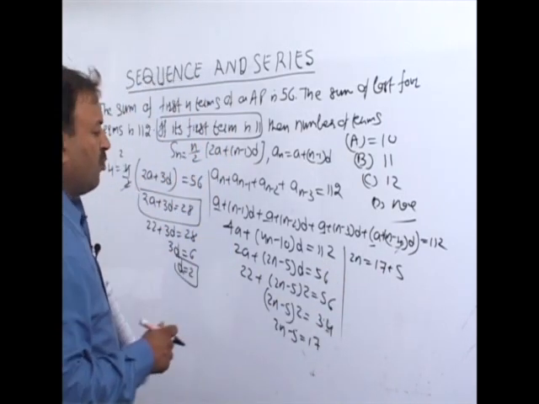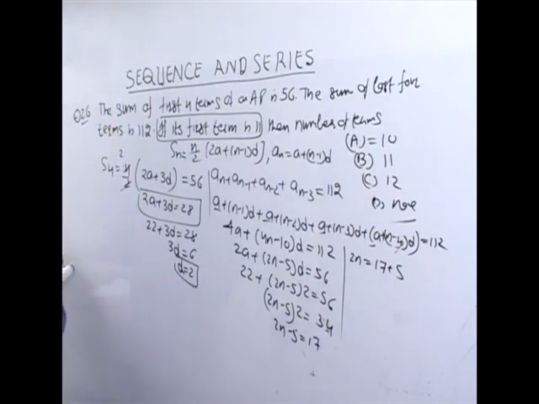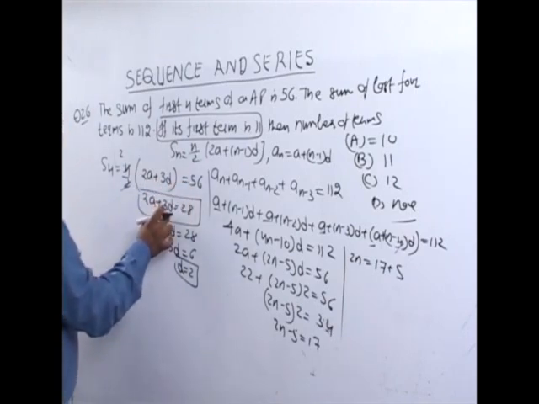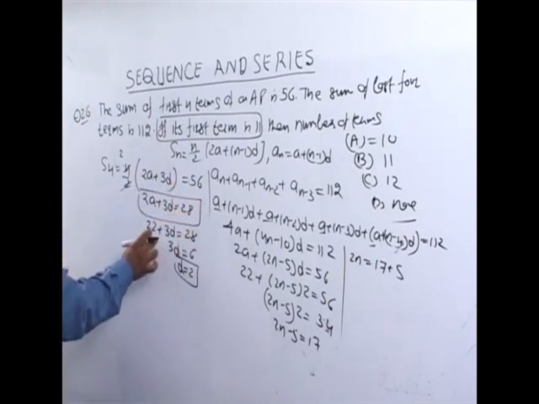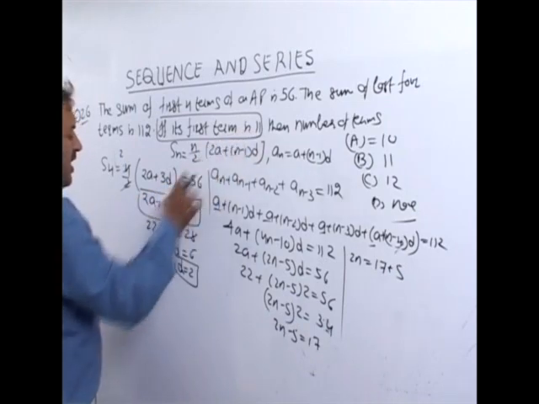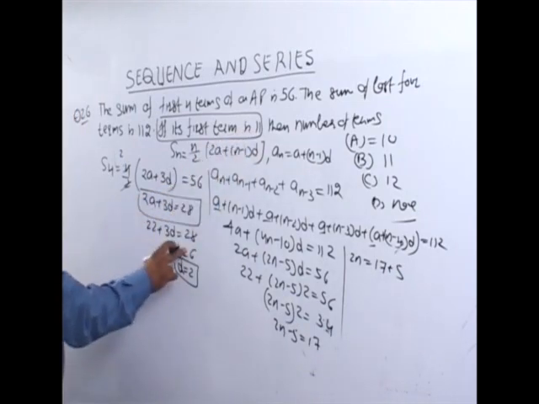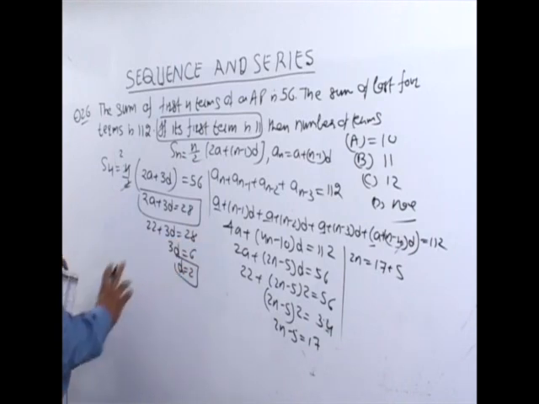So again we check where we made a mistake. See, we have been given the sum of 4 terms: 2a plus 3d is equal to 4 by 2 into 56, so 2a plus 3d is equal to 28. Here we are right. Putting 11 in place of the first term, 22 plus 3d is equal to 28, 3d is 6, d is 2.